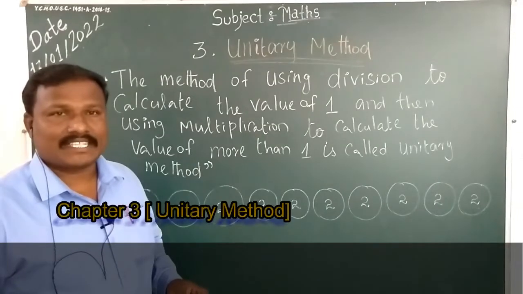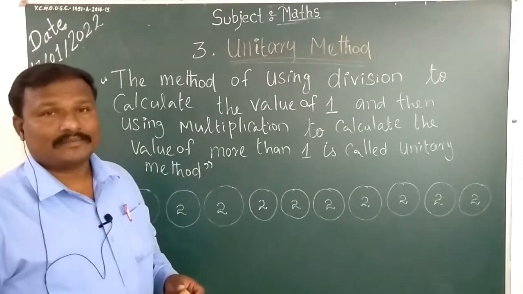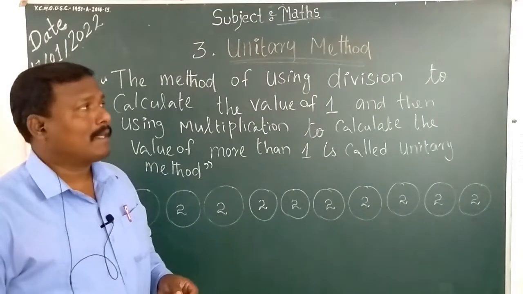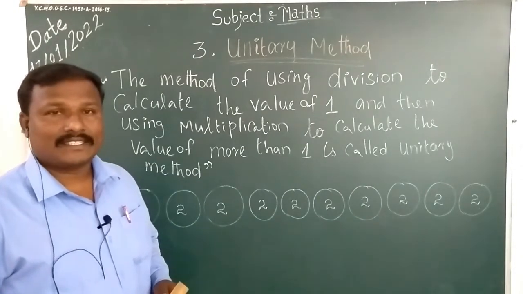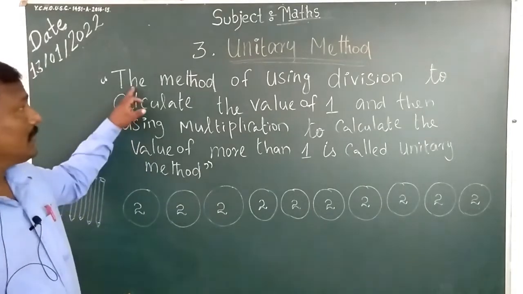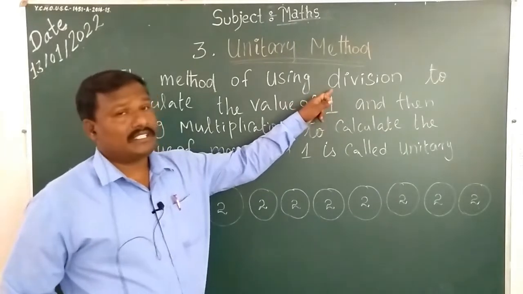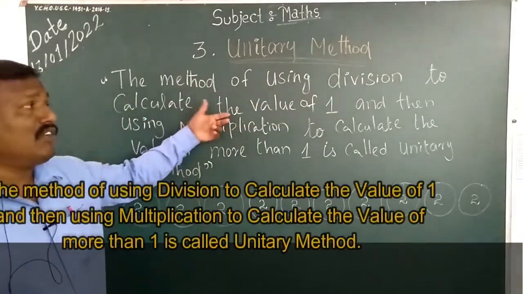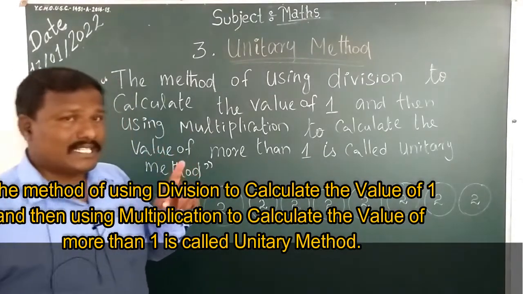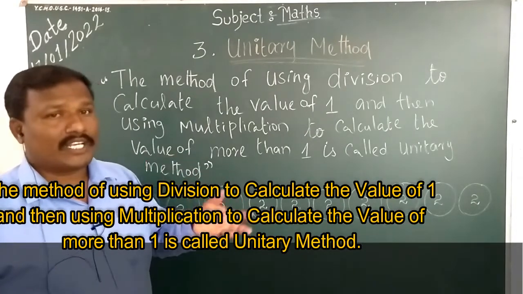We are going to discuss the third chapter, fifth standard, unitary method. This is your second term syllabus. So, what is unitary method? Let me see the definition of unitary method. The method of using division to calculate the value of 1. We have to calculate the value of one thing, anything, maybe a pencil or dresses, chocolate, many things.